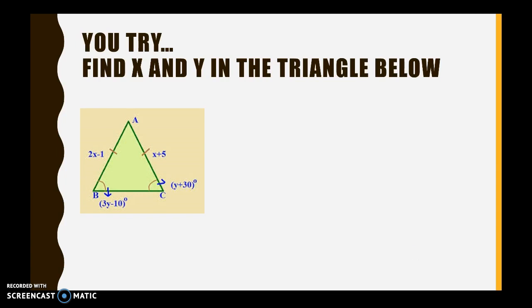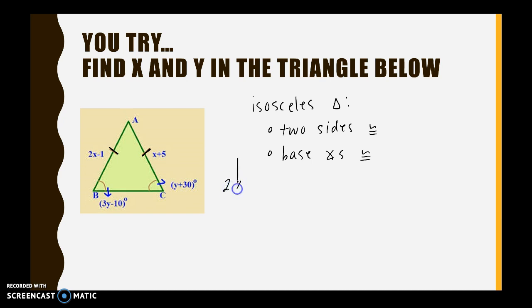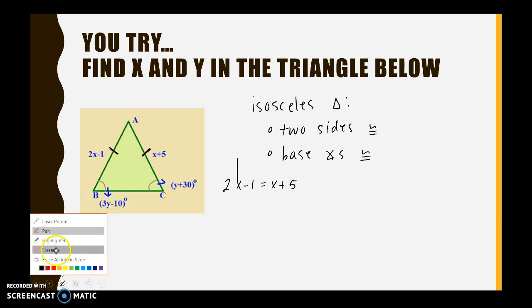All right, so last one, let's look at some things we have. Find x and y in the triangle below. Based on the markings here, I have two sides that are congruent. So I know that this must be an isosceles triangle. So what do I know about isosceles triangles? Two sides are congruent. And I know that the base angles are congruent. So using the information about the side lengths, 2x minus 1 has to equal x plus 5, because that's where my congruency markings are.